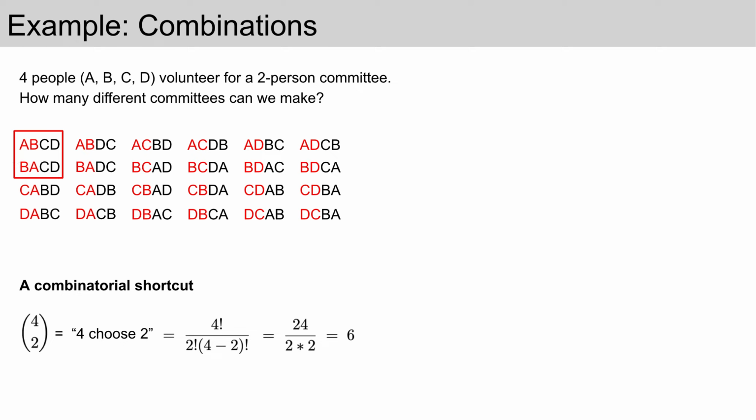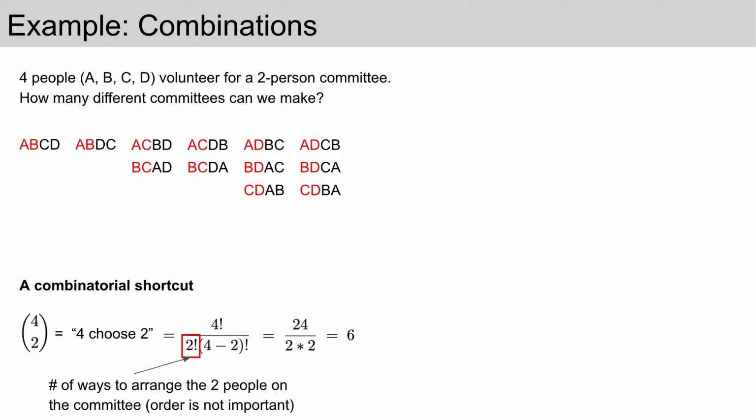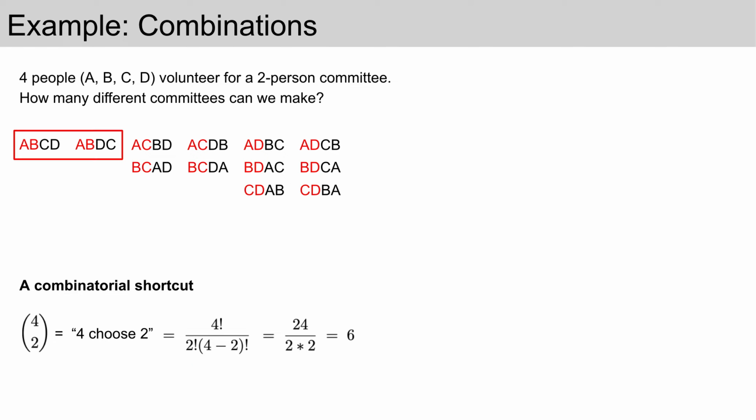In general, there are 2 factorial, or 2 ways, that we can arrange the 2 people on the committee and still get back the same committee. Dividing by this number then accounts for the fact that order isn't important. But we still have too many options left. We're still double counting some committees. For example, ABCD and ABDC start with the same 2 letters, and we don't care about the last 2 letters.